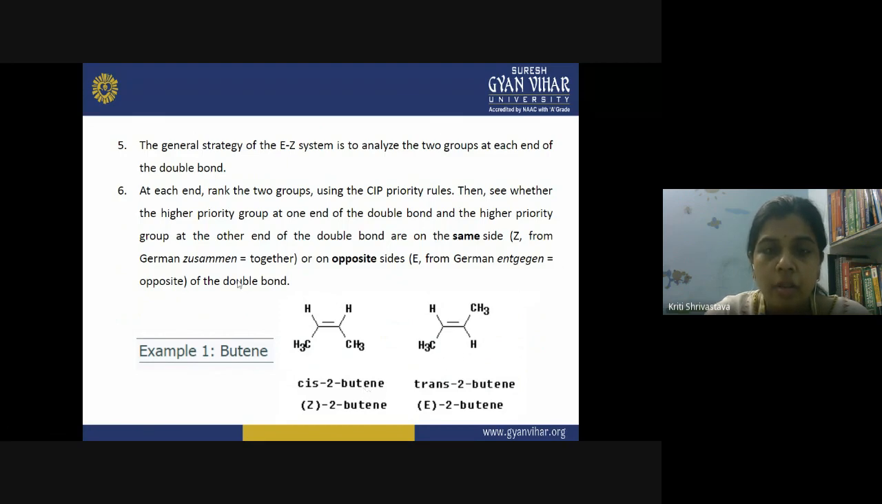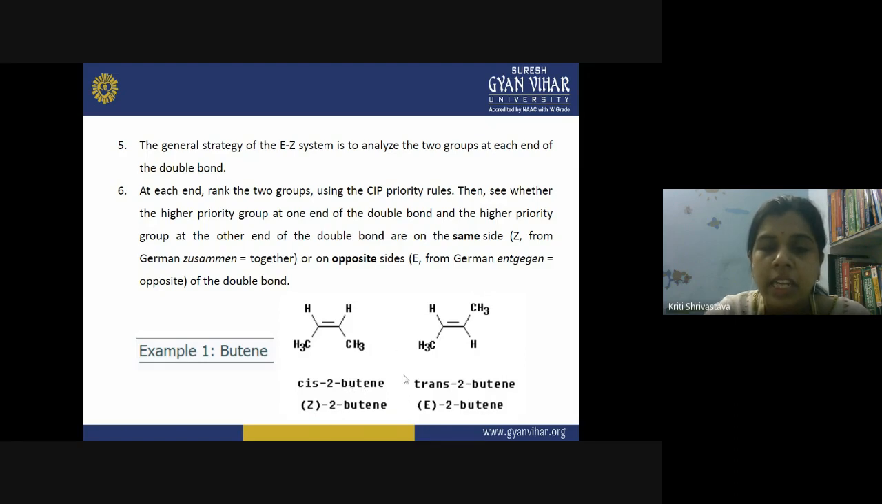So here in the molecule you can see the methyl group will have the greater priority as compared to the hydrogen, right? So you will assign 1 to this and 2 to this. Now 2 and 2 are on the same side, 1 and 1 are on the same side. So what is this? This is zusammen, similar substituents present on the similar side. So Z-2-butene. This is the name given to it.